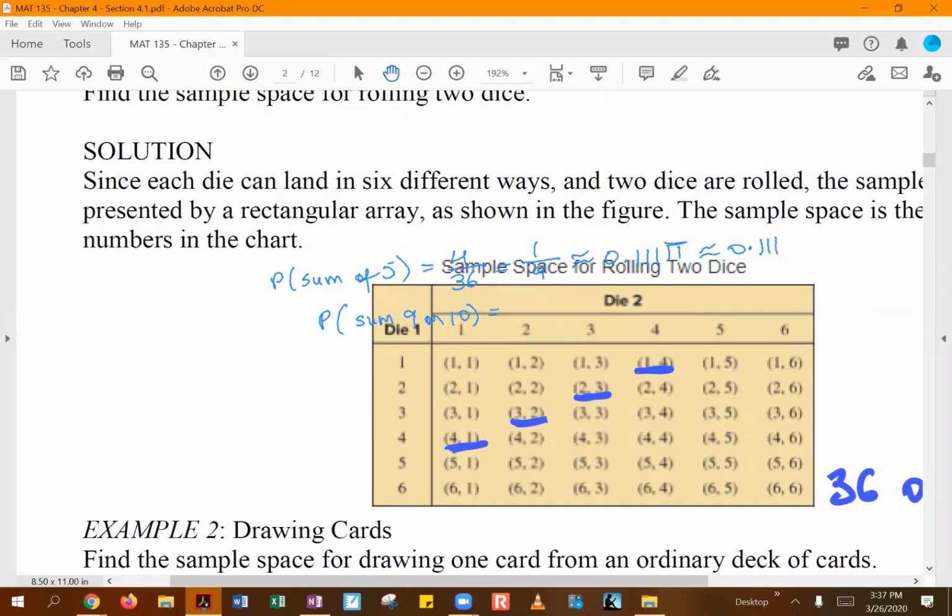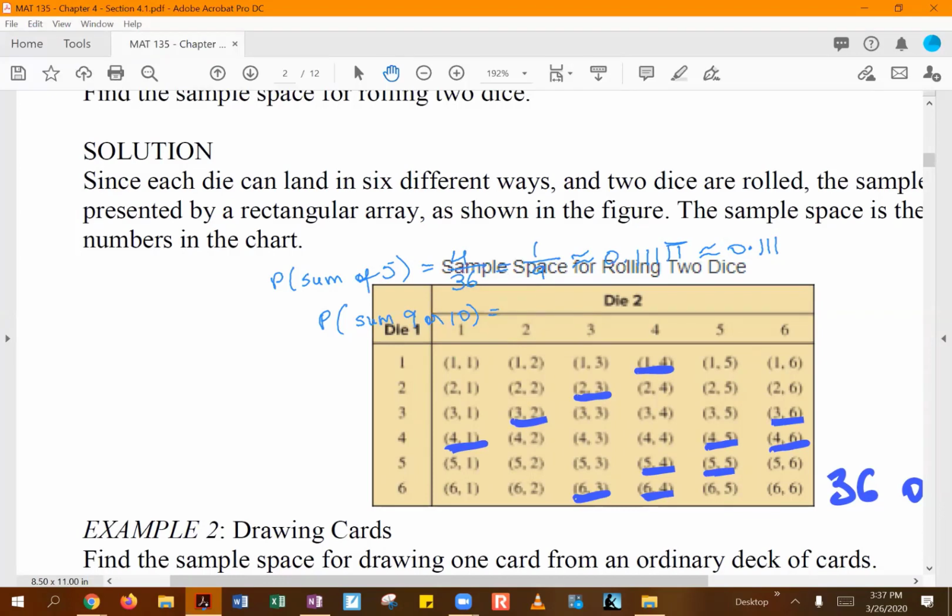So that's going to be 6 plus 3 is 9. 5 plus 4 is 9. 4 plus 5 is 9. 3 plus 6 is 9. They also said or 10. So 6 plus 4 is 10. 5 and 5 is 10. 4 and 6 is 10, right?